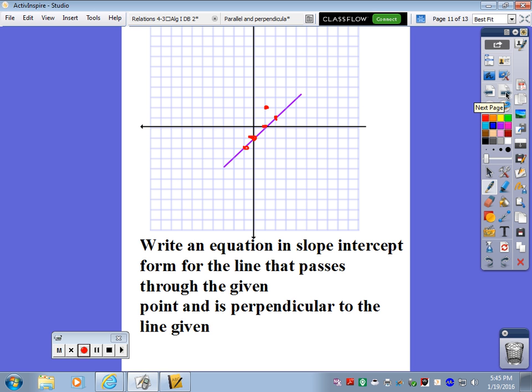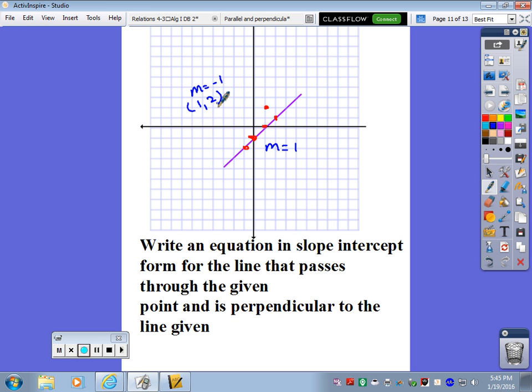Write an equation, slope-intercept form for the line that passes through the given point and is perpendicular to the line given. So the first thing you have to figure out is, what is this slope? This slope, m, is equal to 1. Well, what's the negative reciprocal of 1? My new slope is going to be m equals negative 1. This point is 1, 2.